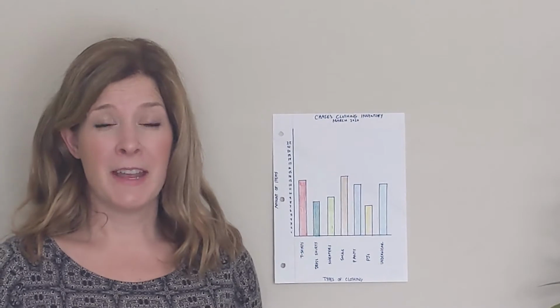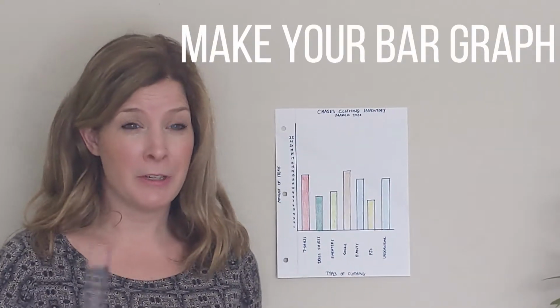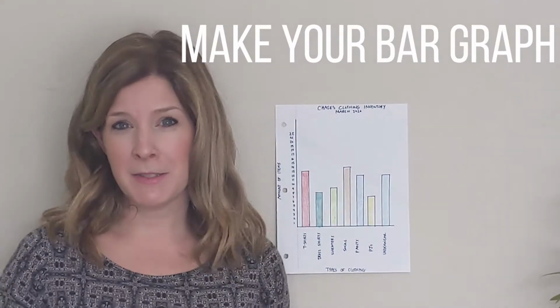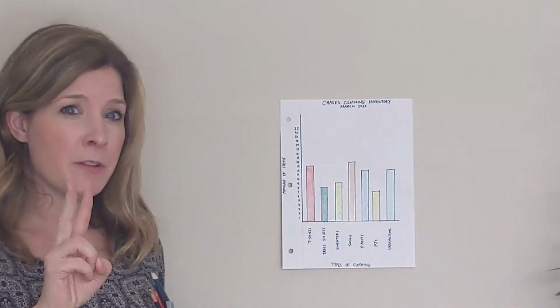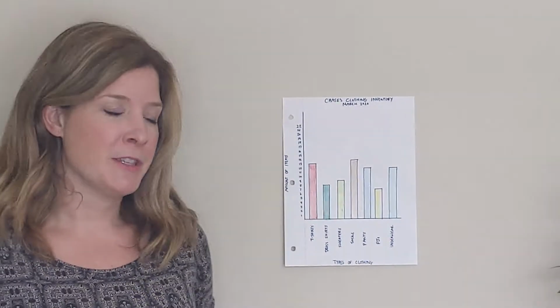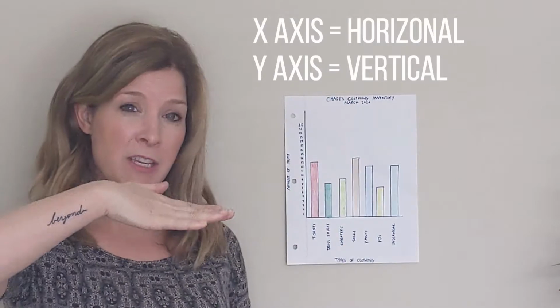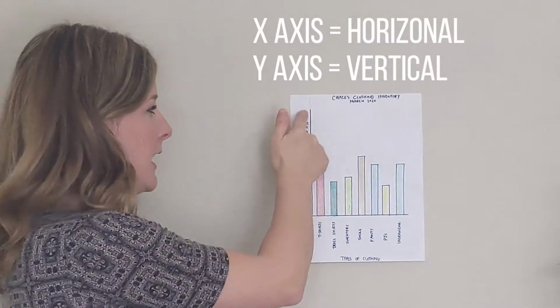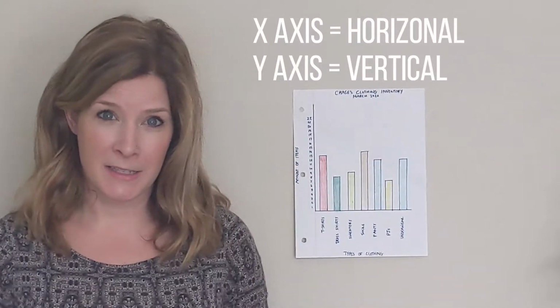All right, your next step is to make your bar graph. To do this, you'll need your ruler, your paper, your pencil, and your pencil crayons. Now, there are 2 different lines on a bar graph that are very important to know. The bottom line, which goes horizontally, is called the x-axis. And the vertical line that goes up and down like this is called the y-axis.